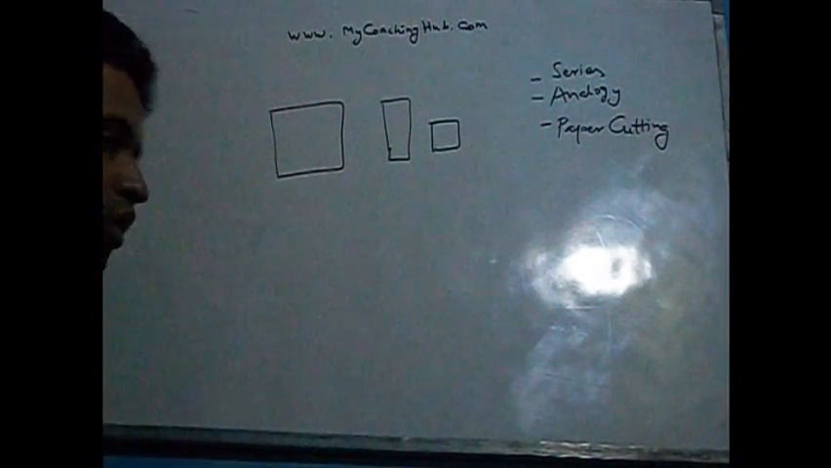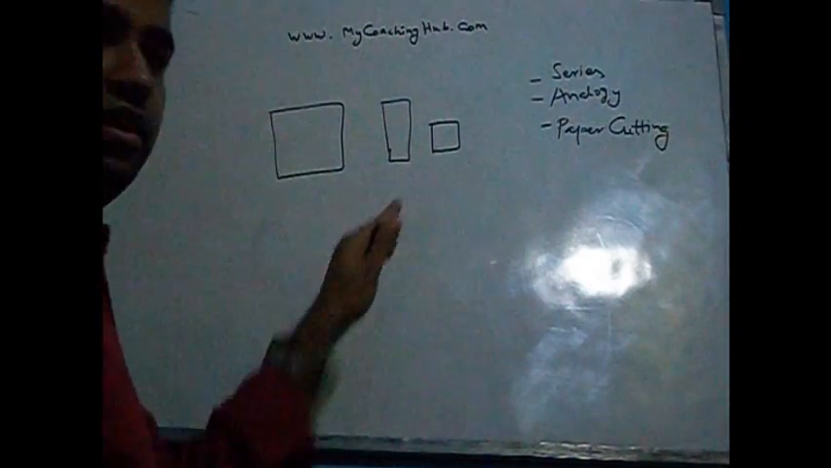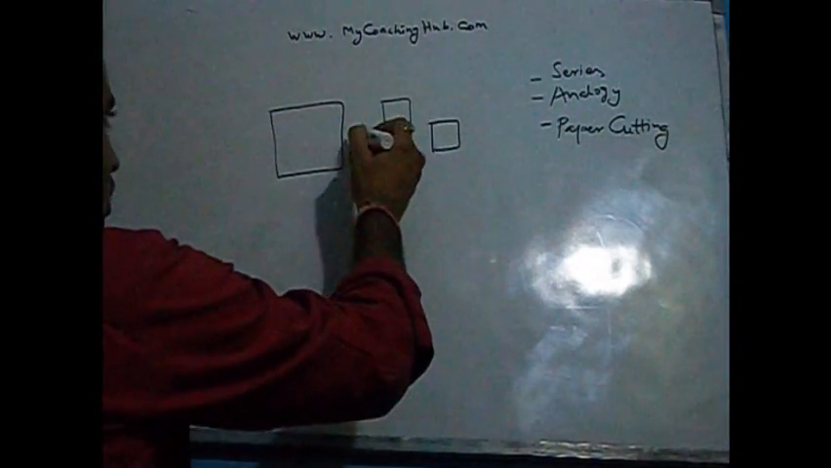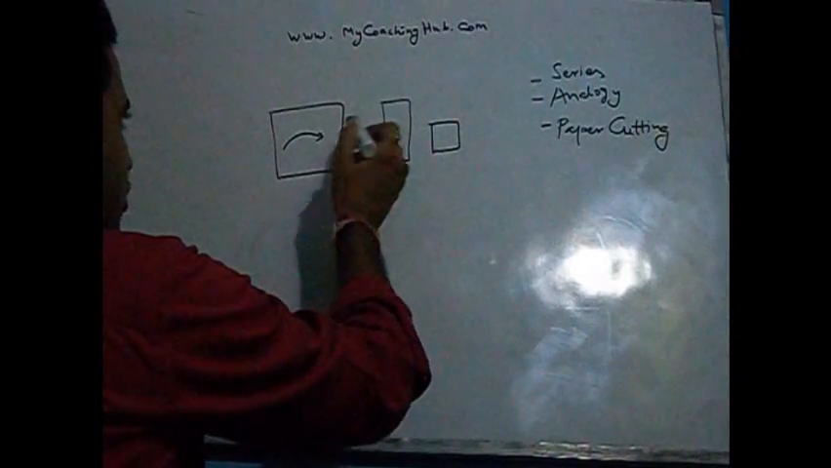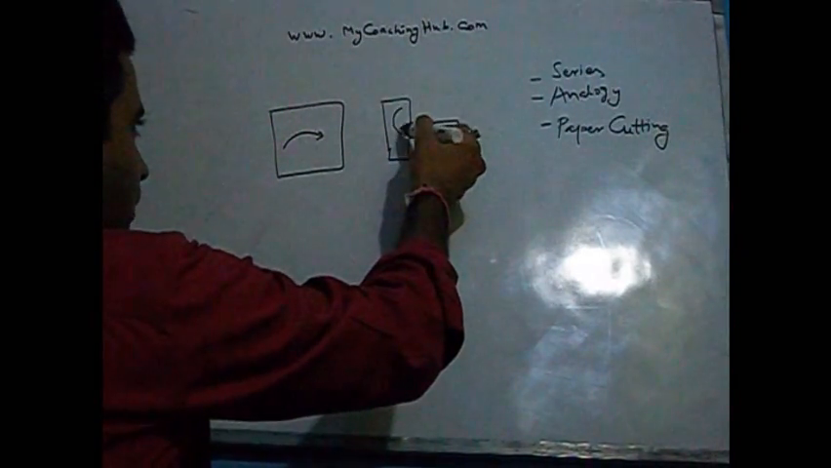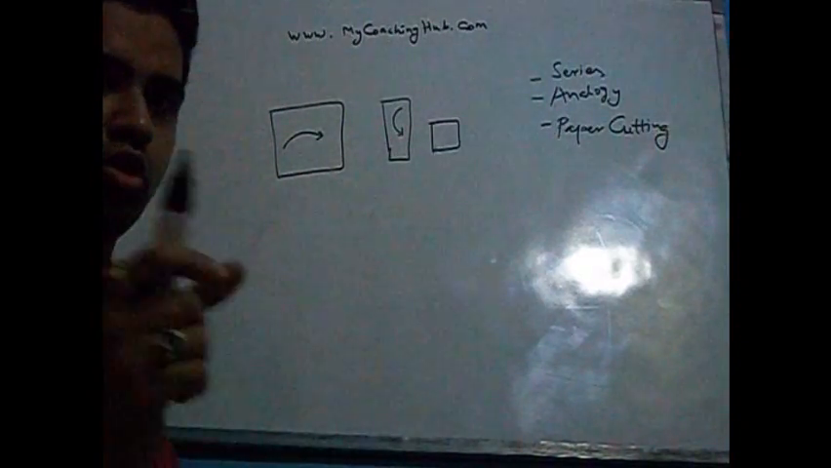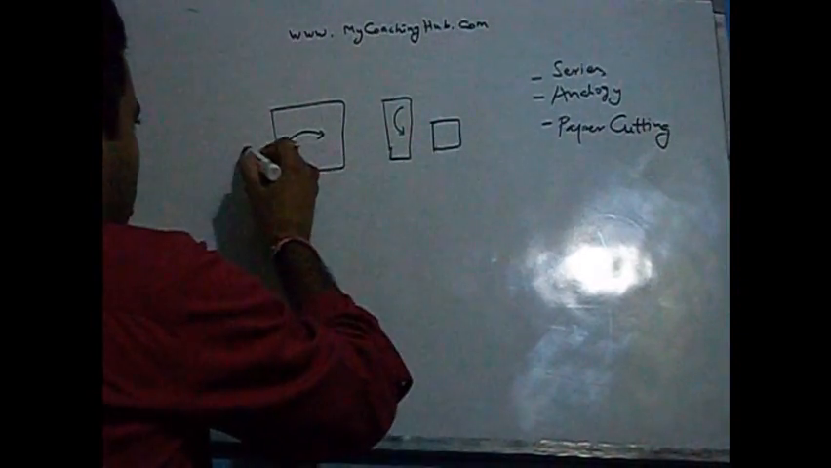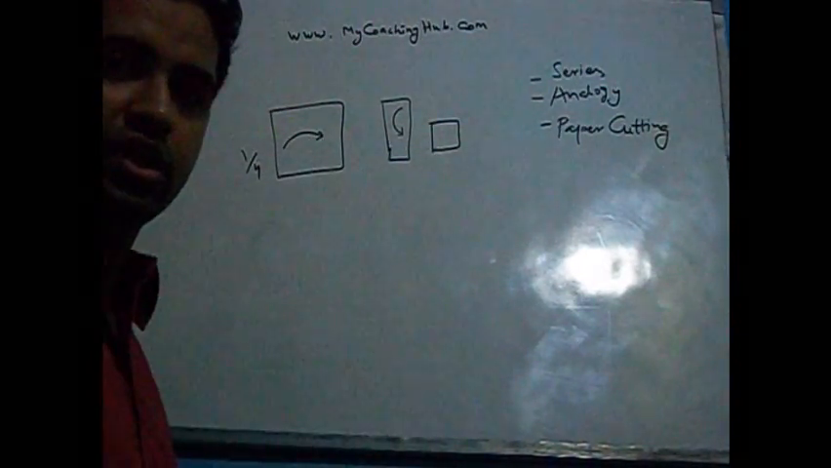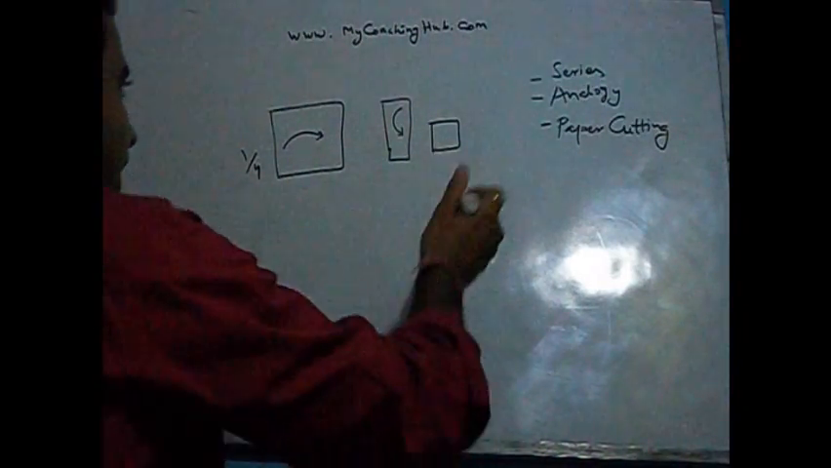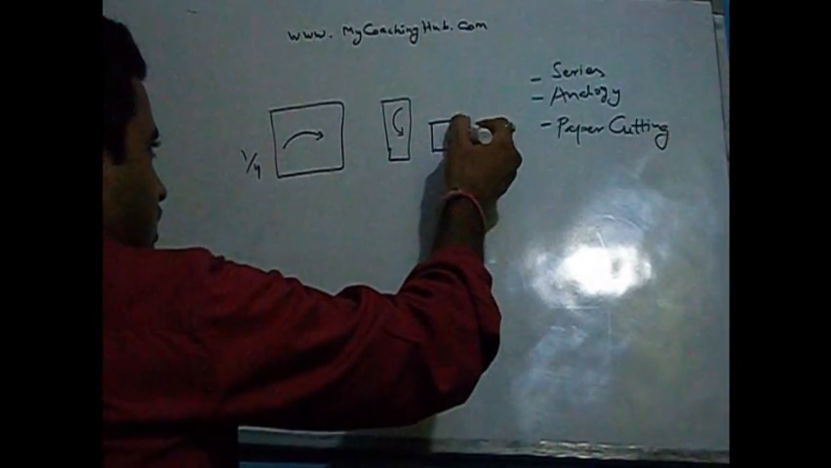Okay, now you folded this paper once in half like this, then suppose you folded it like this, then you folded it from the top to the bottom, so you are getting this kind of a small square, which is actually 1/4 of this bigger square. Now what happens in case you cut the paper from this corner?